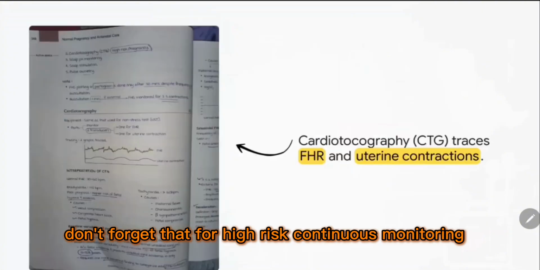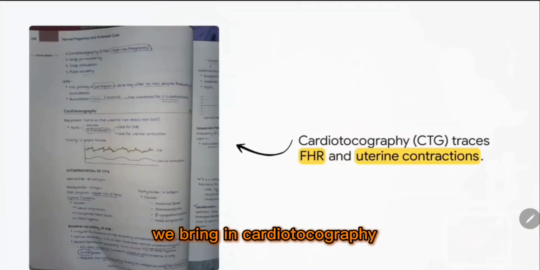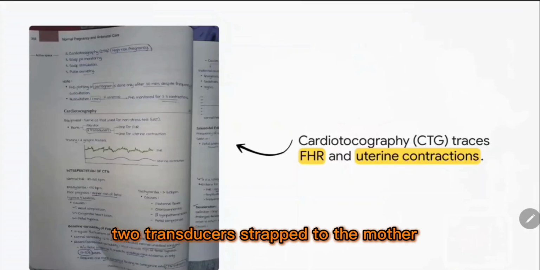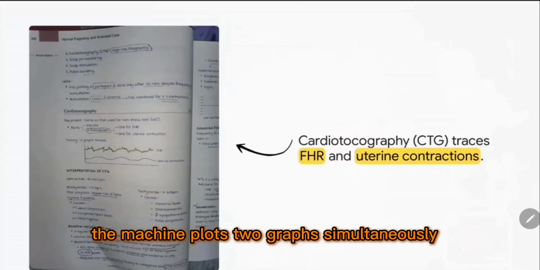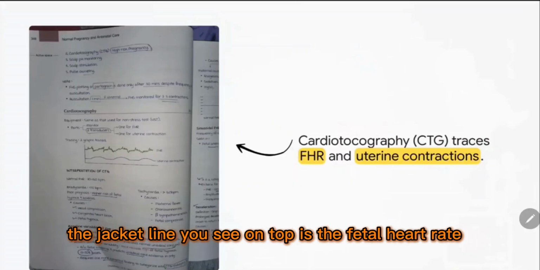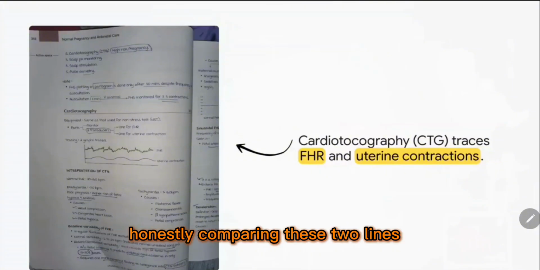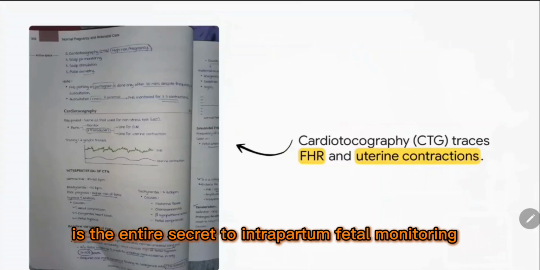Don't forget that. For high-risk continuous monitoring, we bring in cardiotocography, or CTG. The setup is straightforward. 2 transducers strapped to the mother. The machine plots 2 graphs simultaneously. The jagged line you see on top is the fetal heart rate, and those smooth hills at the bottom show the maternal uterine contractions. Honestly, comparing these 2 lines is the entire secret to intrapartum fetal monitoring.